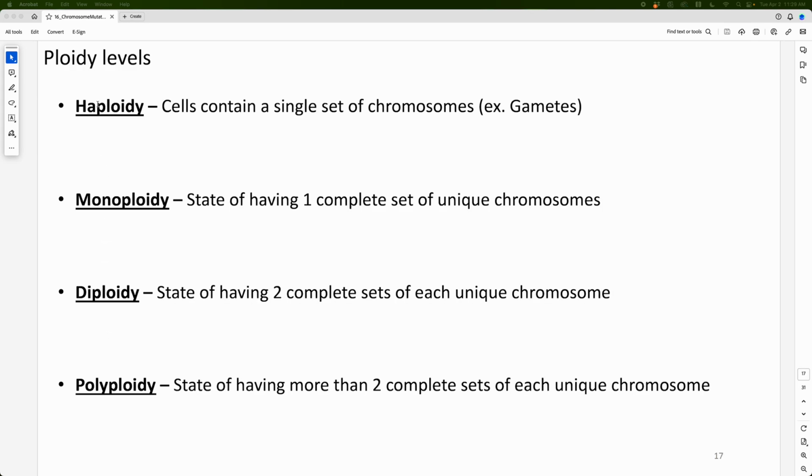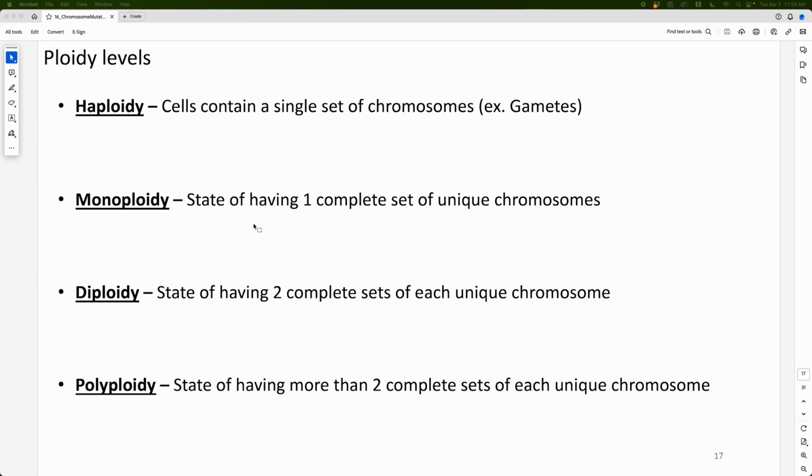But if we think about how these other types of ploidy levels correspond to what we already know, haploidy and diploidy, if we look at a monoploid individual, this is an organism that has only one complete set of unique chromosomes. We could consider bacteria cells as monoploid.